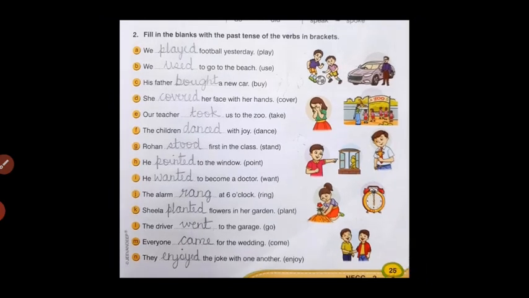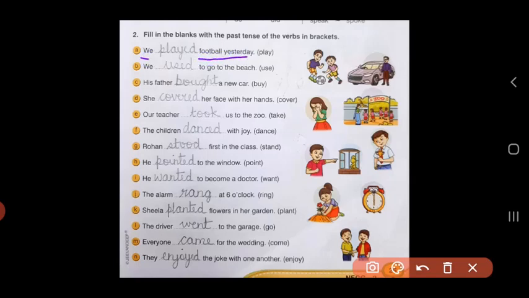The first one, we dash football yesterday. The verb is play. Past tense will be play with ed. Played. We played football yesterday. B. We dash to go to the beach. The verb is use. Past tense will be by adding d. We used to go to the beach.